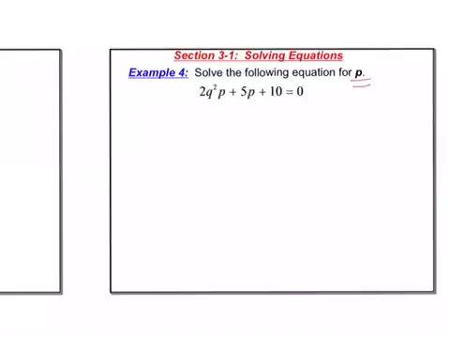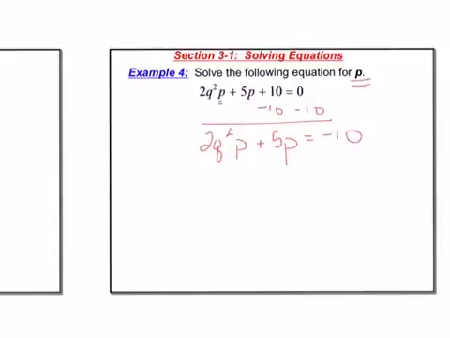All right, now that you've tried this one on your own, we're going to go ahead and subtract 10 first because it doesn't have a p in it at all. So we only want stuff with a variable p on this side. So 2q squared p plus 5p is equal to negative 10.